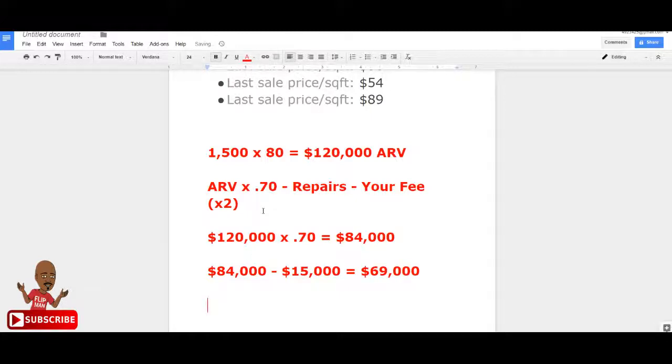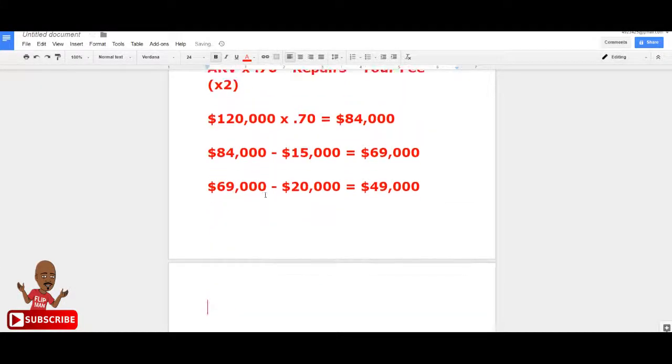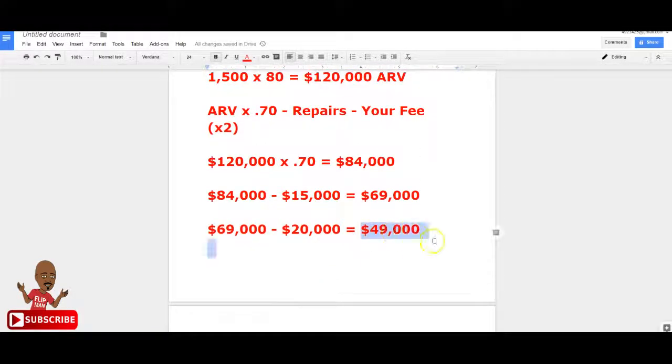All right. So say you want to make 10 grand on this property. So $69,000. Remember, we're going to take your fee times 2, so that would be $20,000. Minus $20,000, your fee, that leaves $49,000. So that's what they call the maximum allowed offer. I just like to call it the offer. But that would be it, the $49,000.